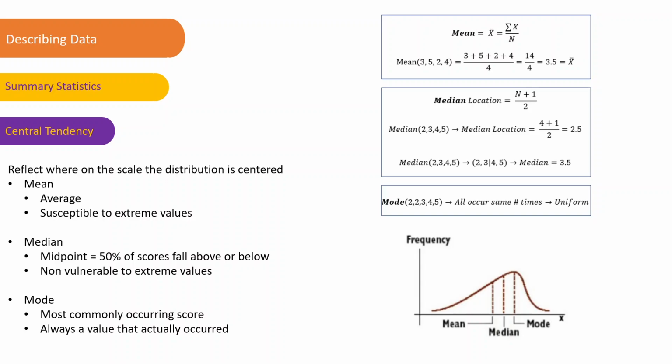And then the mode, that's the easiest one to understand. It's just literally the score that occurs the most. And it's always a value that actually did occur in your data. And then here we have some examples of the mean, median, and mode.